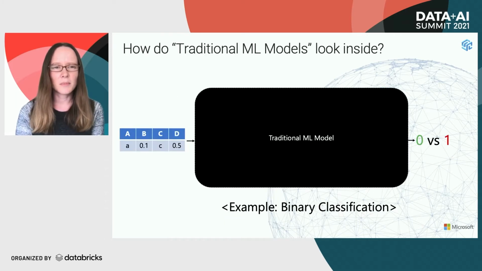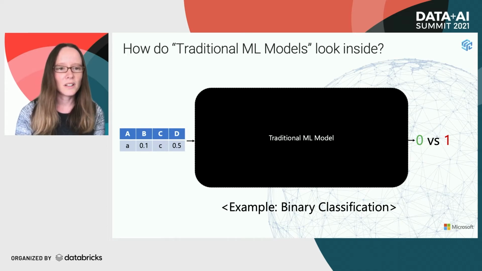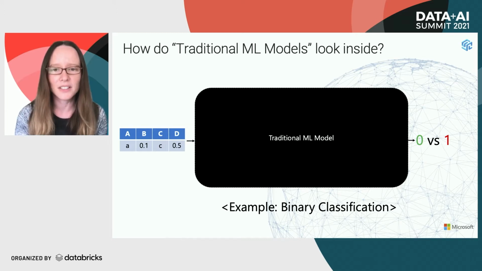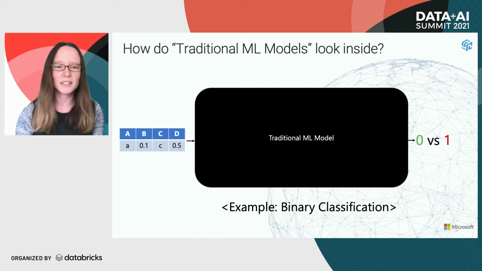To understand a little bit more about why, we're going to take a quick look at how traditional ML models look on the inside. On the left here, I have a data frame. I have 2 categorical features, A and C, and then 2 numerical features, B and D. I'm going to feed them into my traditional ML model, which currently is a black box. The example here is of a binary classification. And you can see on the right, I have a 0 versus 1. I expect that to be my output.